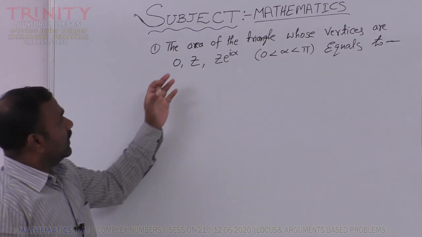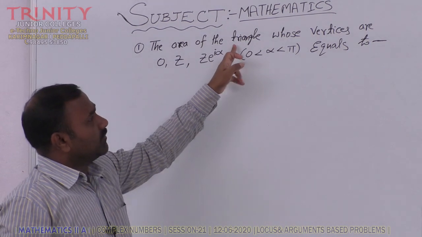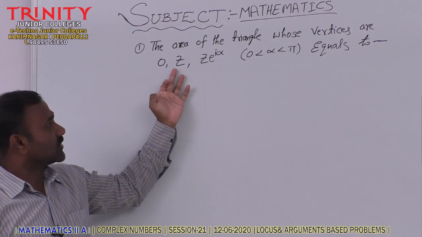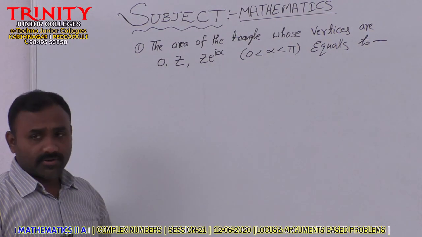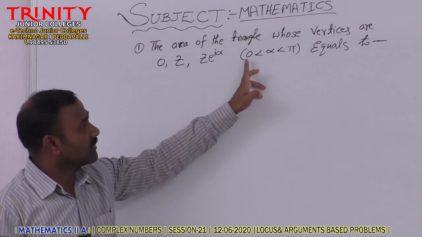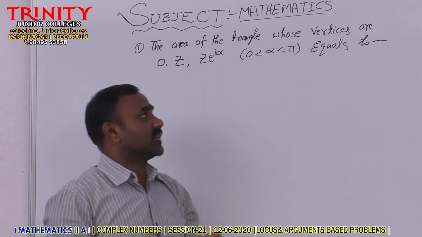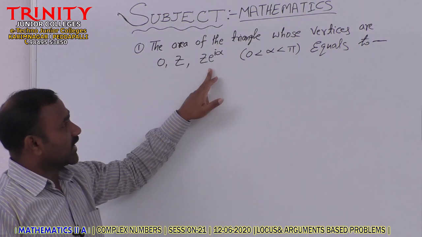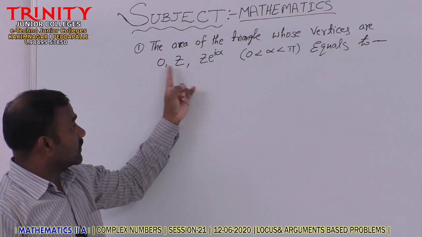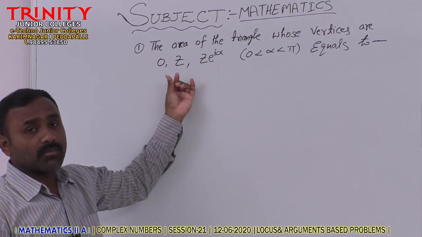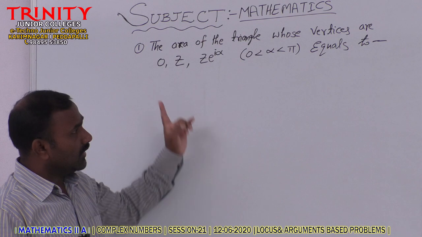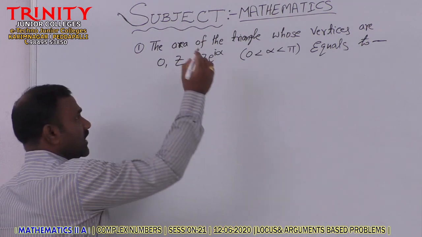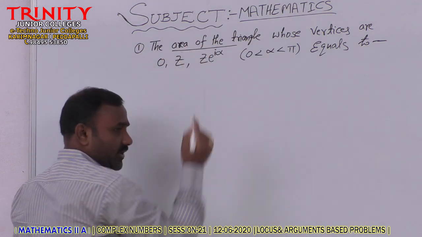First problem. The area of the triangle whose vertices are 0, z, z into e to the power of i alpha, where alpha lies in between 0 to pi, 0 to 180, is equal to. The vertices of the triangle are given in the form of complex numbers. Then he was asking, what is the area of the triangle?